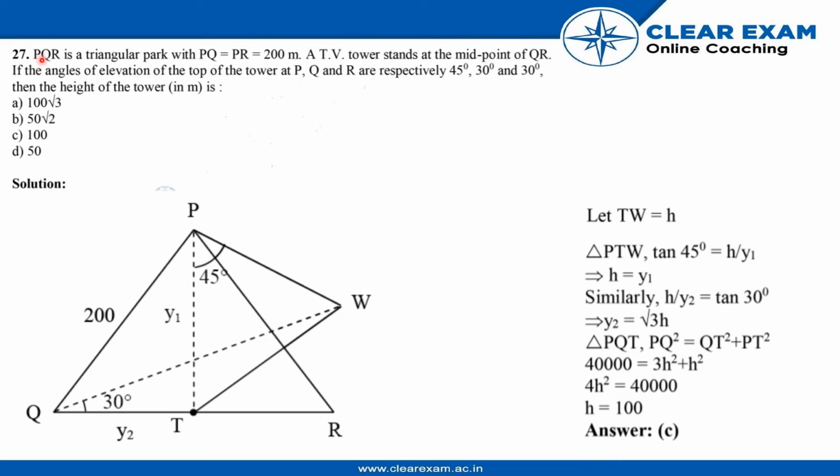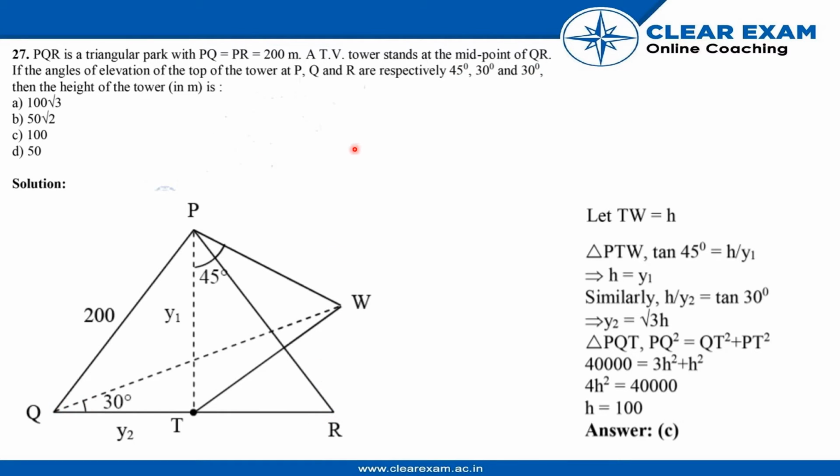Given in the problem is a triangular park PQR with PQ equal to PR equal to 200 meters. Also given, a TV tower stands at the midpoint of QR, point T. TW represents the TV tower, and the angles of elevation are given as 45, 30 and 30 degrees respectively from each of the vertices.